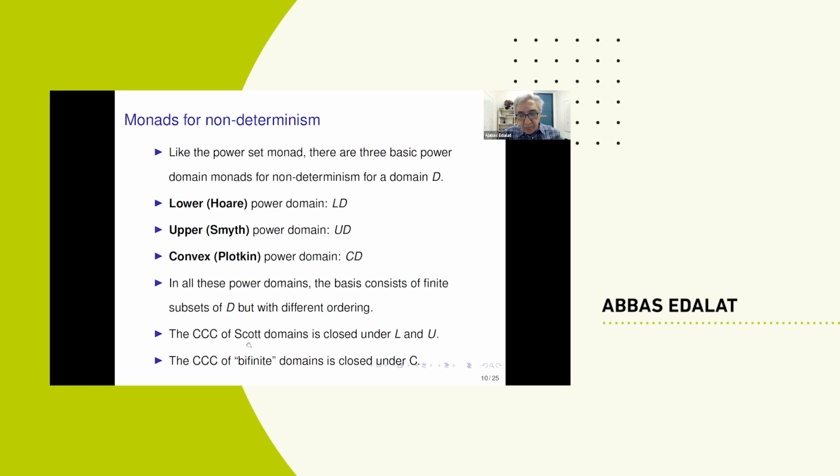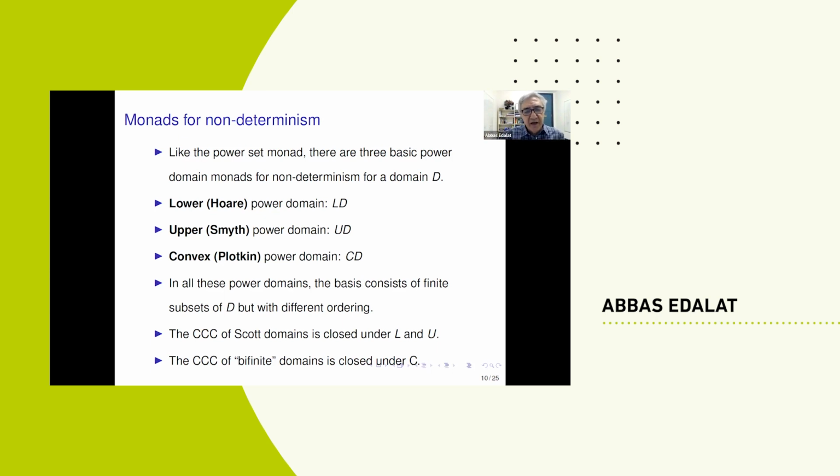And the CC of Scott domains is closed under the lower power domain functor and the upper power domain functor, but not under the convex Plotkin power domain functor. But the Plotkin power domain functor has a closure property for the bifinite domains. That is a bit more complicated to define. I'm going to skip that because we don't need it.